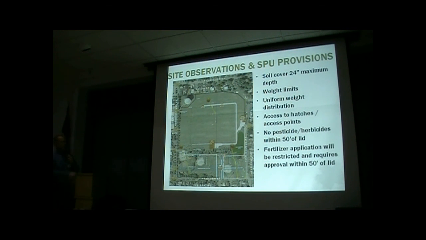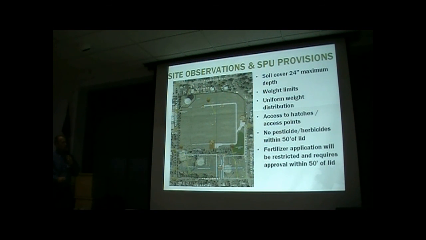Access to the hatches and points: those are the two that are going to be located up here on the north side, and then there's one large one here. And then as we said, if we didn't do anything, SPU is going to put in all this gray line, which is asphalt roadways, driveways, because they have to be able to get to those points.